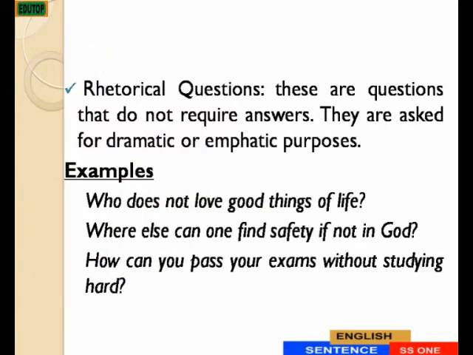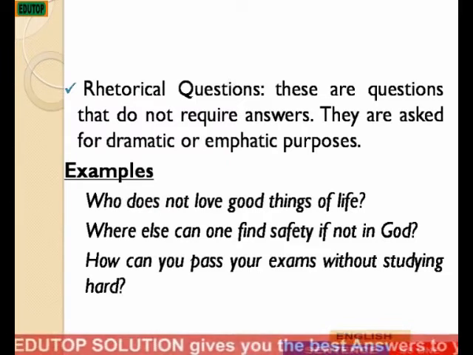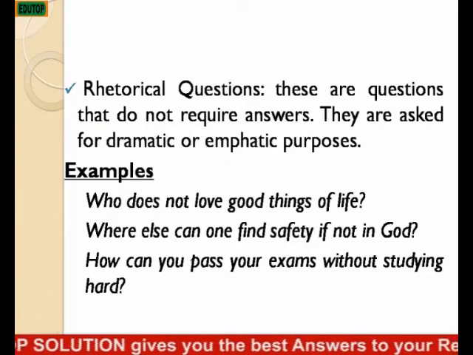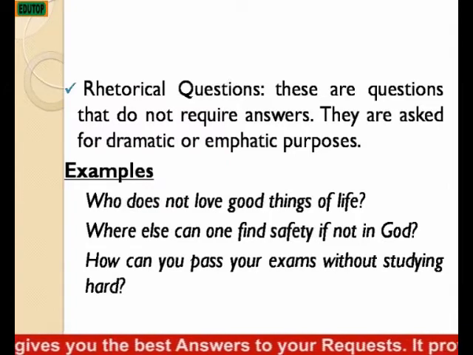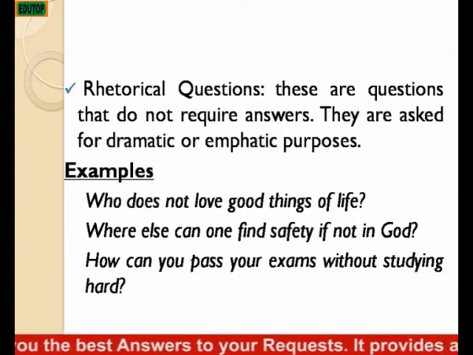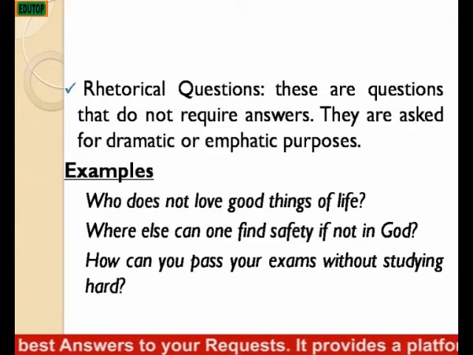The third category of question is the rhetorical questions. These are questions that are meant to be asked dramatically or emphatically. They are asked for dramatic and emphatic purposes, and they do not require answers. Examples: who does not love good things of life? Where else can one find safety if not in God? How can you pass your exam without studying hard? We discover that these are questions that do not require answers.